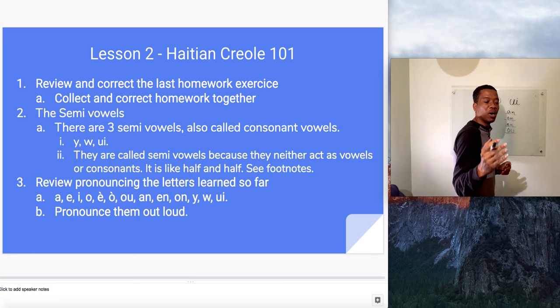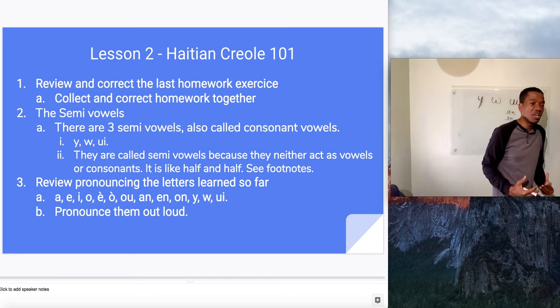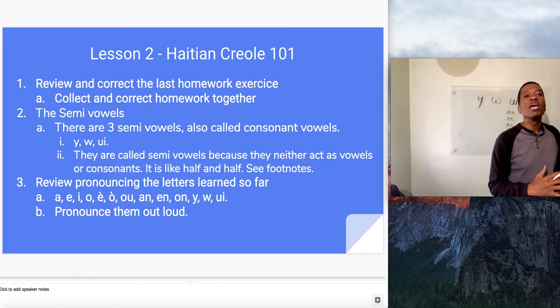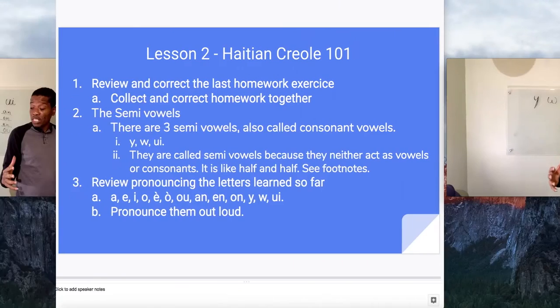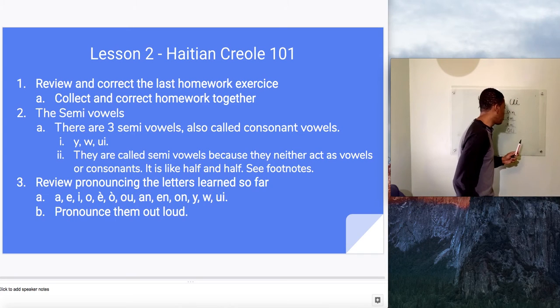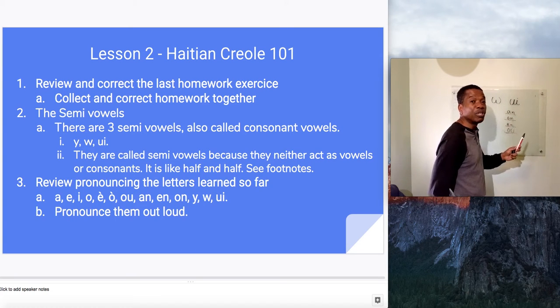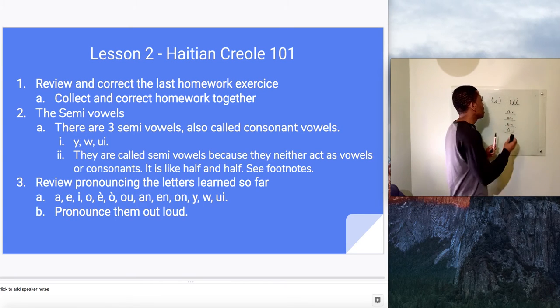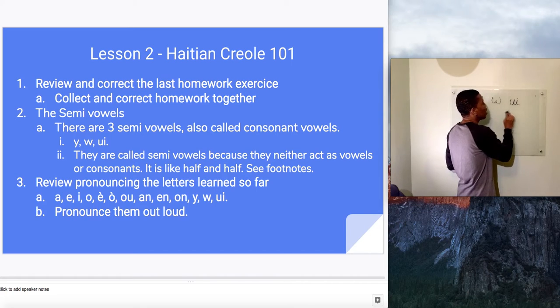One sound, one letter. Scientifically, linguistically speaking, each letter should be just one sound, no more. So that's why in Creole, if it's one sound, it's one letter. All right? That's good. Now, semi-vowels.